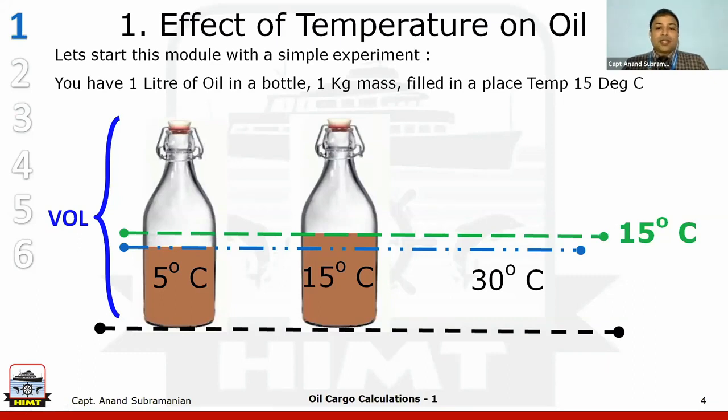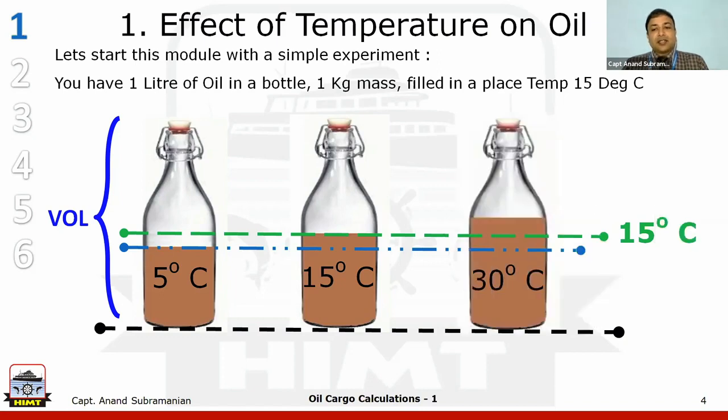Volume will increase with respect to 15 degrees Celsius. So that is correct. That means the volume will increase when we heat up the oil. So now we have 3 reference points done over there. The first one is for 5 degrees Celsius. That is when we get the temperature below the reference point.